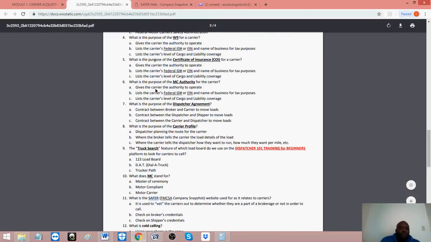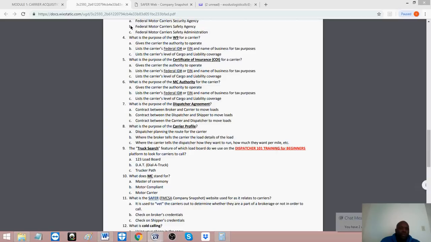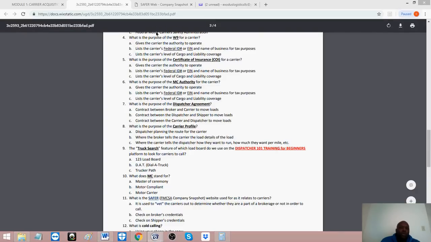Number 5. Now 4, 5, and 6 are given the same answers. So by process of elimination, you can choose the other ones that you did for the previous one, right? So that's kind of the hint. Number 5, what is the purpose of the certificate of insurance for a carrier? It's C, by process of elimination, right? It lists the carrier's level of cargo and liability coverage. There you go.